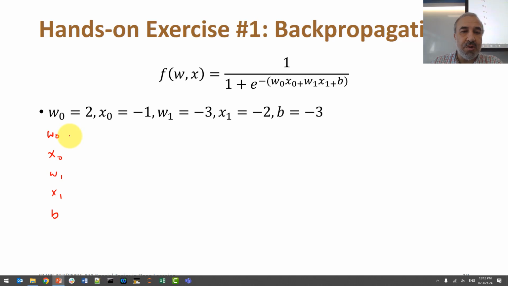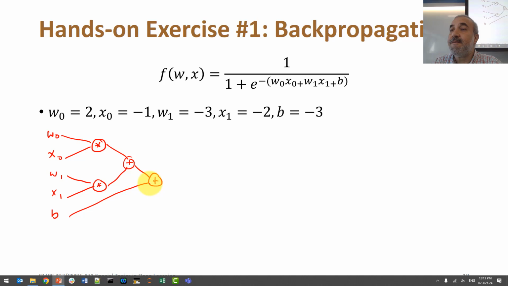Then how do we do the computation graph? We do the operations, right? So W0 and X0 multiply, then W1, X1, then we add these three. So we add these two first, and then we add this with them. Now what is this output? This is this part, right? Then, very good, multiplied by negative, so multiply by -1.